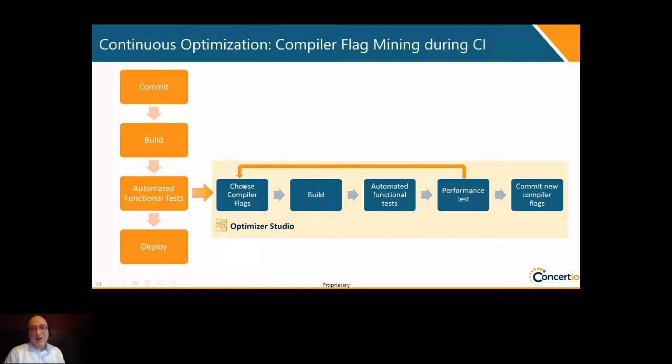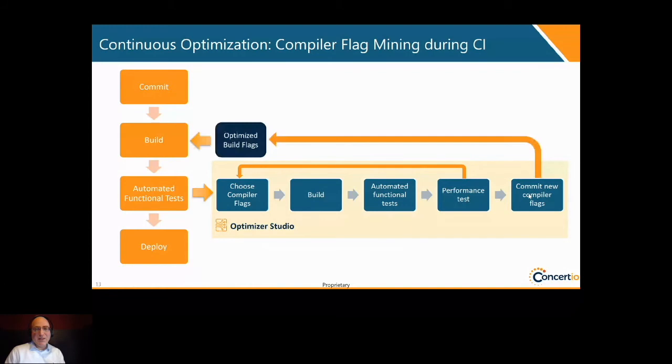You choose the compiler flags, you build, you run the tests, you perform the performance tests, and this is done iteratively until a set of new compiler flags are found. And once this is found, it's committed back to the pipeline, so in this slide, the implementation is asynchronous. The flags that are found are pushed back, and you will get these new flags the next time that you commit a change.